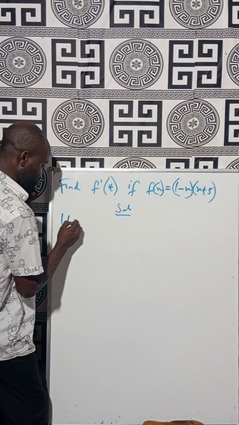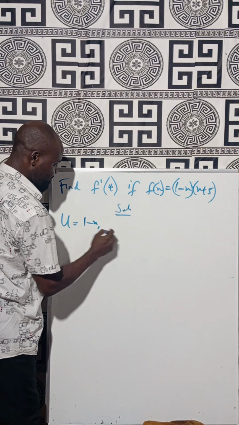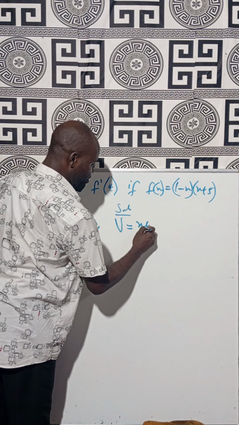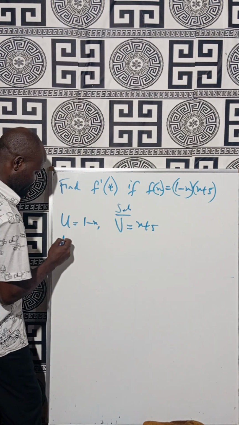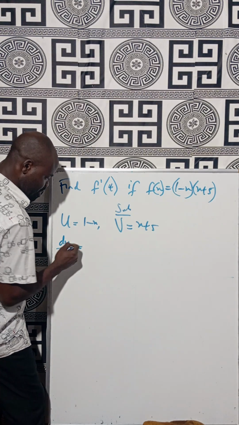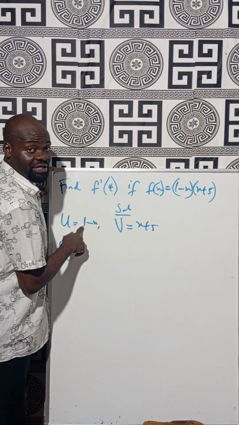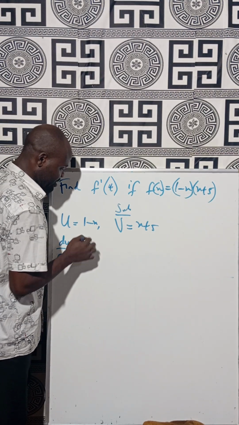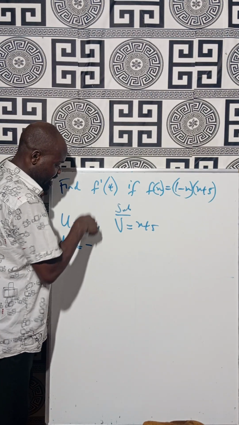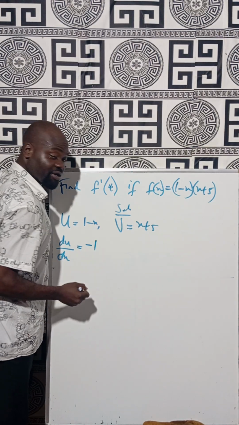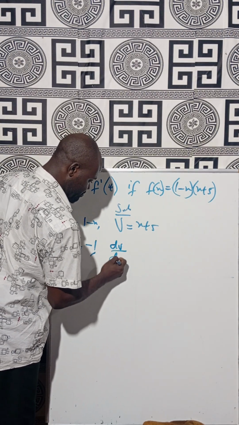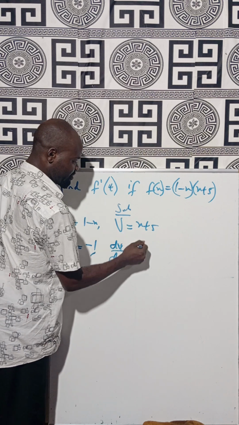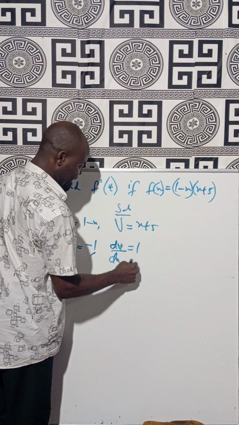Of course, my u is 1 minus x, and my v is x plus 5. So du dx is what? 1 becomes 0, it is a constant. 0 minus, this x means 1x, so the x will go away, then we have minus 1. Then my dv dx is what? x becomes 1 plus 0, that is 1.